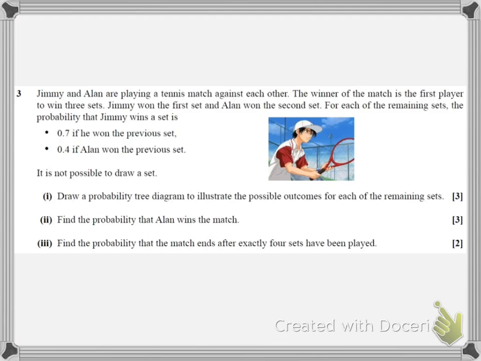For each of the remaining sets, the probability that Jimmy wins a set depends on whether he won the previous set or if Alan won the previous set. So it seems that if he's just won, then he's more likely to win again, whereas if Alan won the previous set, then Jimmy's slightly less likely to win this time. It is not possible to draw a set.